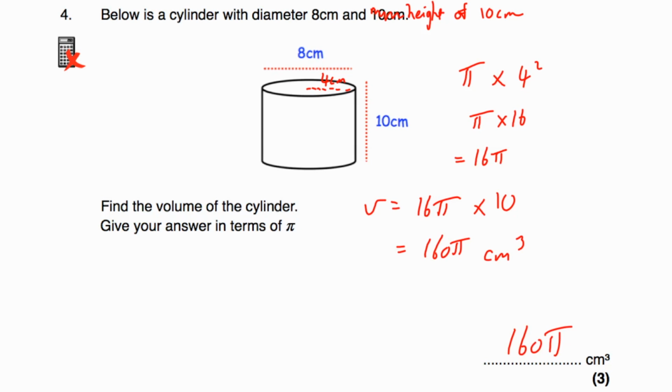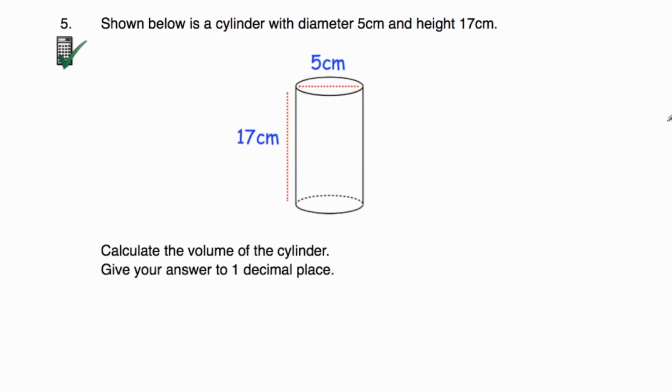Okay, let's have a look at our next question, question number 5. Question number 5 says, shown below is a cylinder with a diameter of 5 centimeters and a height of 17 centimeters. And we've been asked to calculate the volume of the cylinder and to give our answer to 1 decimal place.